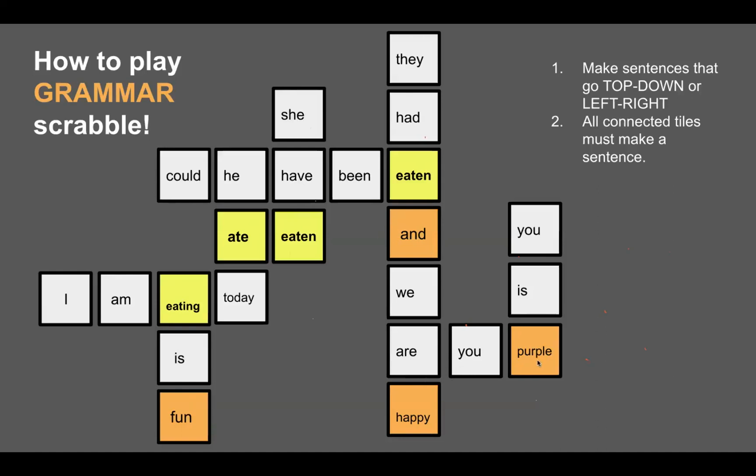Are you purple? Strange, but it's a sentence. That's fine. You is purple. This is improper English, so this would not be correct. So if we change it, these would be wrong. These would be wrong. We can't say you is.